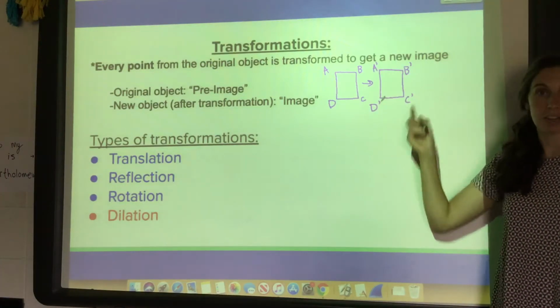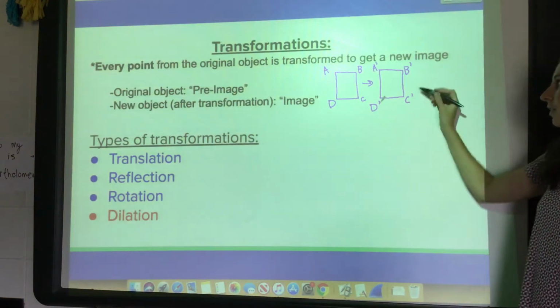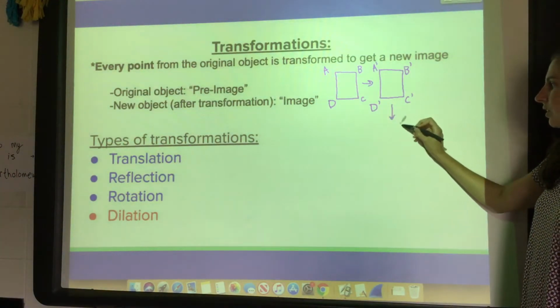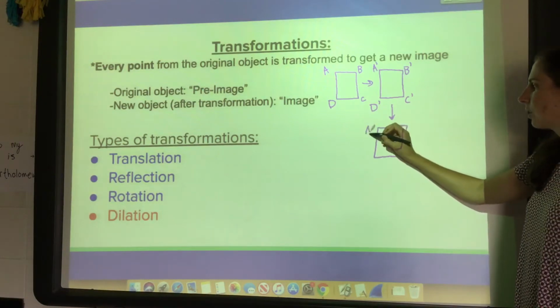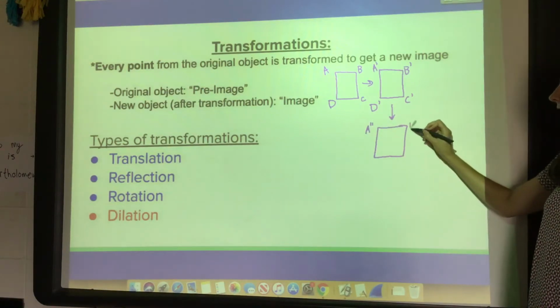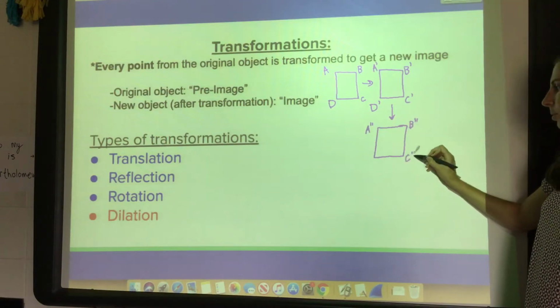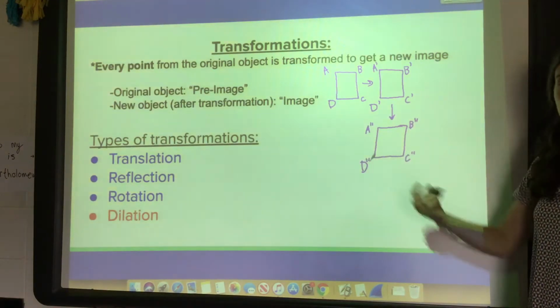And then you could actually keep compounding this. So like if I slid this one down and got a new image, I would call this A double prime, B double prime, C double prime, D double prime, and you could just keep going from there.